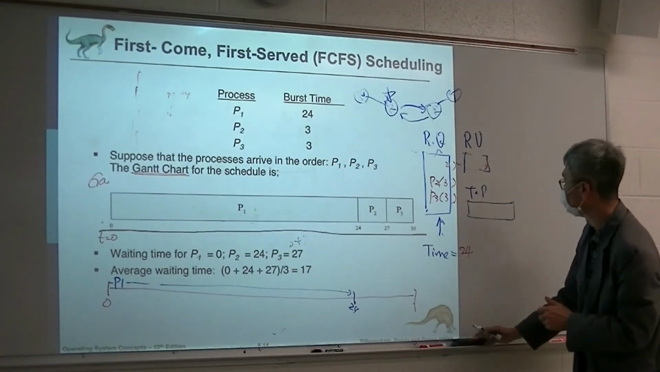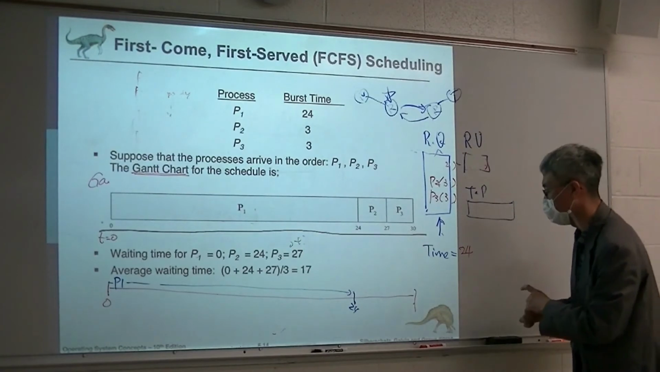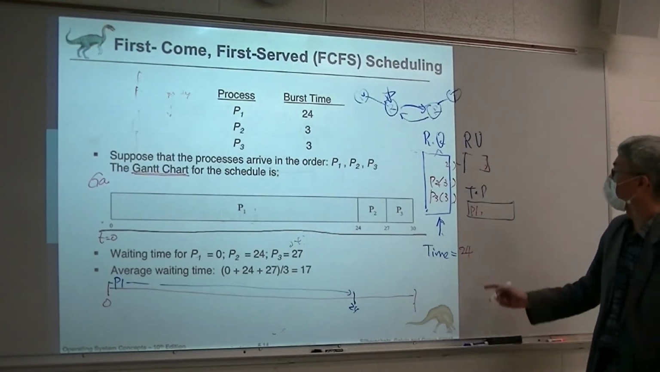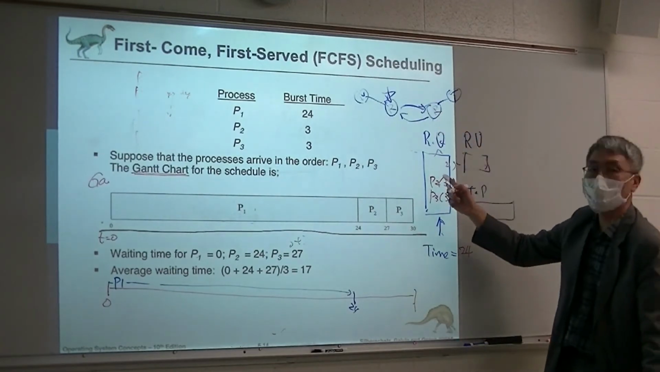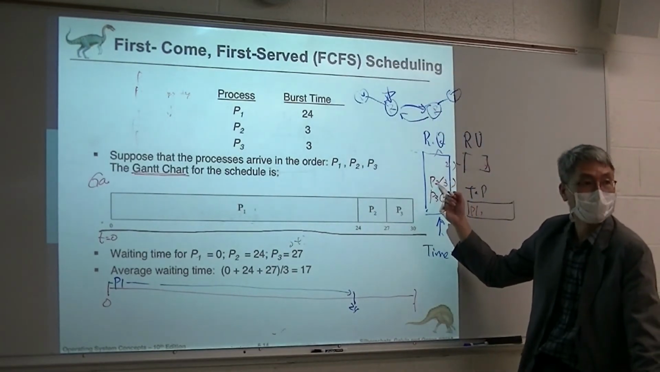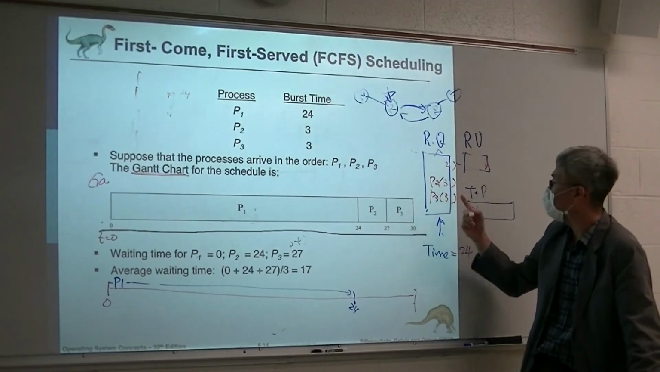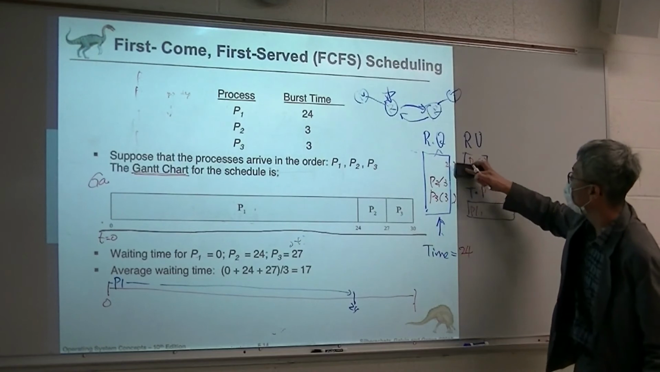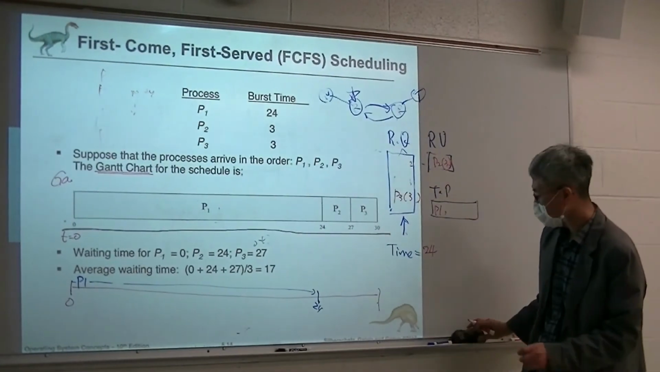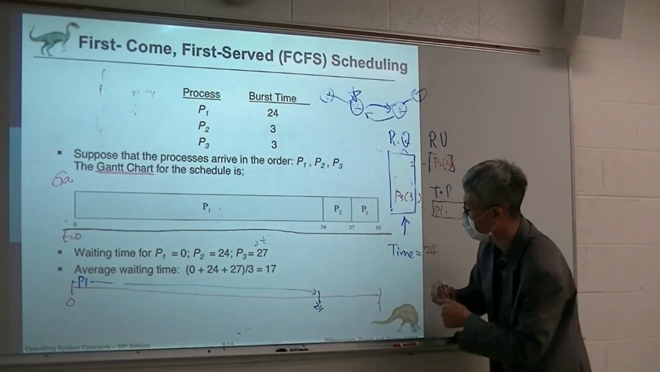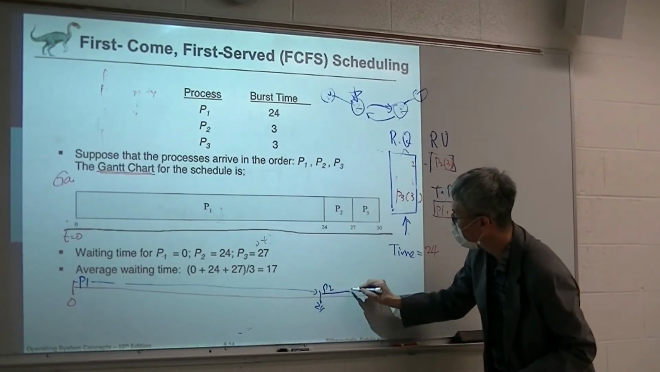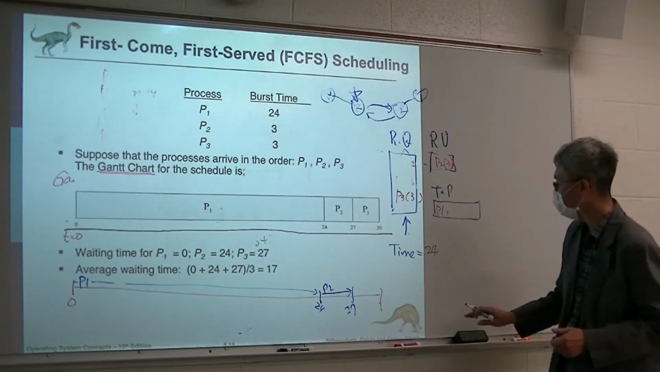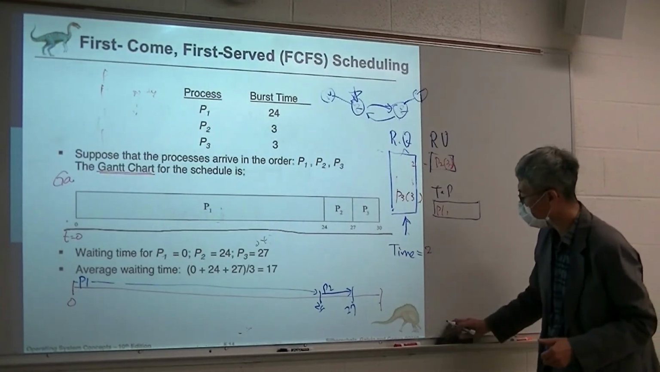So it does have to be that P1 is terminated. Then next, the CPU scheduler selects the next process. First come, first served, so P2 will be selected for time slot 3. Then you can draw the Gantt chart. P2, how long? 3. So this is 27. Right now, the current time slot is 27.